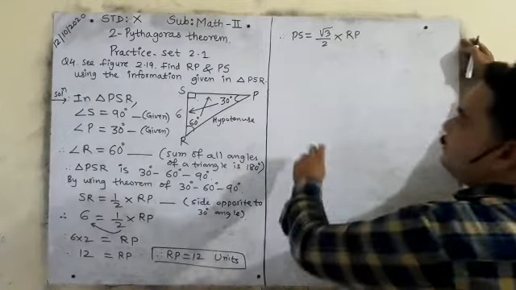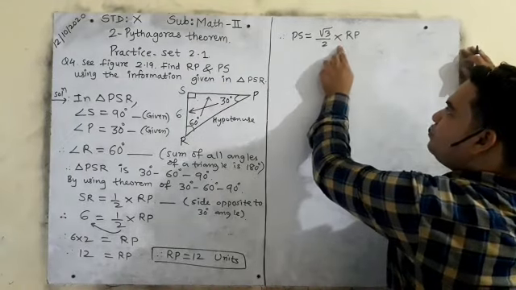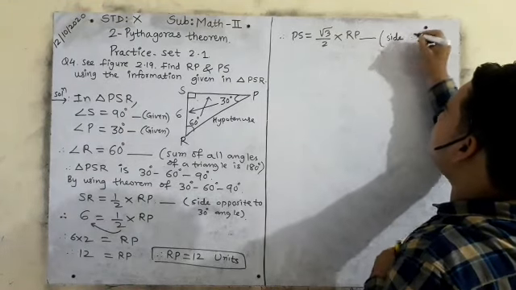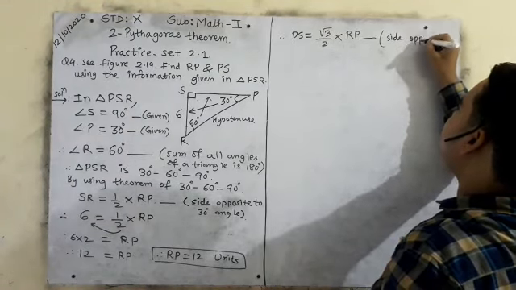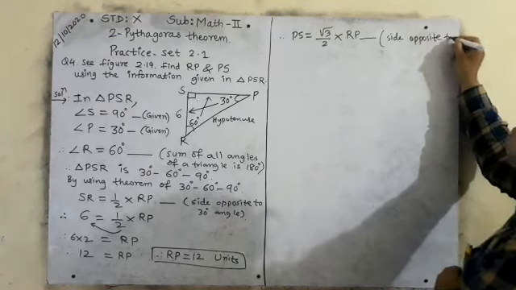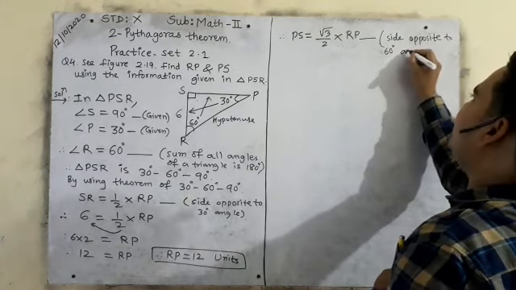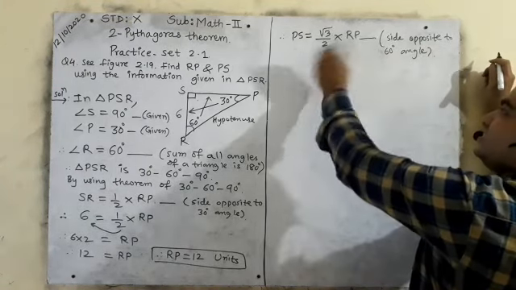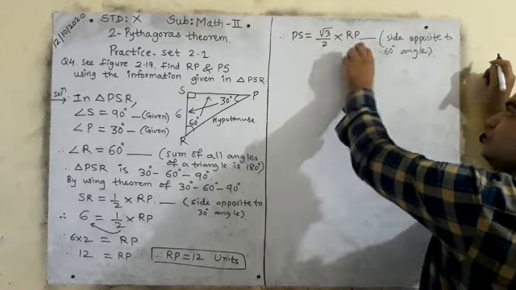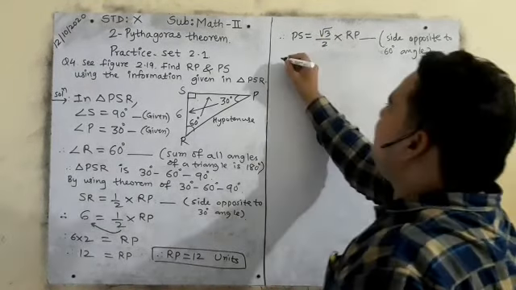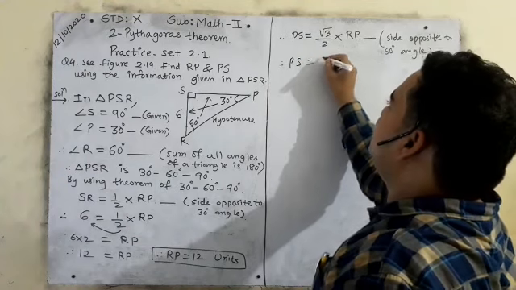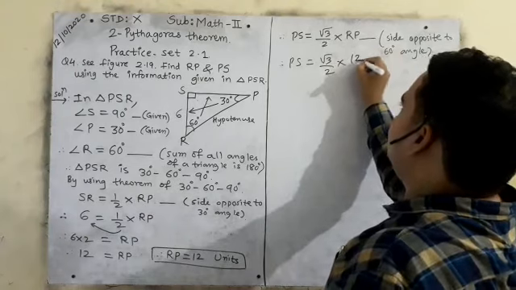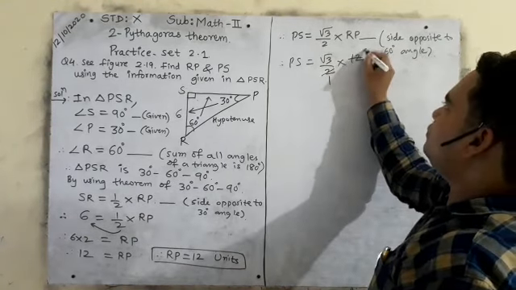Why will you write like this? PS is root 3 upon 2 of its hypotenuse because PS is the side opposite to the 60 degree angle. So you will write PS, we have to find, is root 3 upon 2 times RP. RP you came to know is 12. So you can cancel this: 2 ones are 2, 2 sixes are 12.